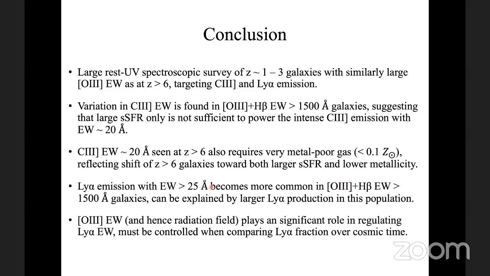So this may indicate, first, that the Lyman-alpha production is larger in these galaxies with very large optical line equivalent width. And also the similar Lyman-alpha fraction we found at lower redshift and in the reionization-era may indicate that these galaxies also trace a large ionized bubble, which boosts the transmission of Lyman-alpha through the neutral IGM.